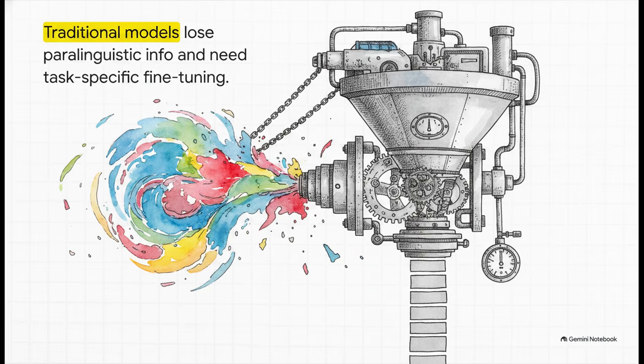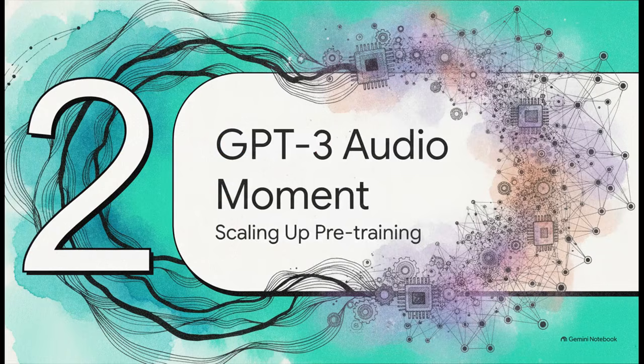Traditional models generally just strip all of this rich, layered information away. They convert the audio into text, they process that text, and then they convert it back to audio. And when you do that, you essentially lose the soul of the speech. Because they lose these crucial acoustic details, they just cannot natively understand emotion or environment without being heavily fine-tuned for every single specific task. Which brings us to section 2. The GPT-3 audio moment, and how researchers are scaling up to fix this.